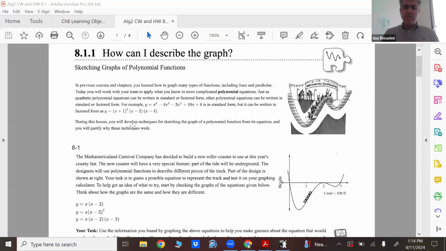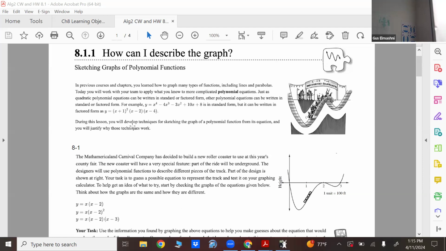So just as quadratic polynomial equations can be written in standard or factor form, likewise, polynomial equations can be written in standard or factor form. The first equation is y equals x to the 4 minus 4x cubed minus 3x squared plus 10x plus 8. That's 5 terms. That's standard form. We call it standard form because you're listing each term individually, and also we're going in descending order, taking the highest exponent and going down until we get to the constant, the one that doesn't have x or a variable.